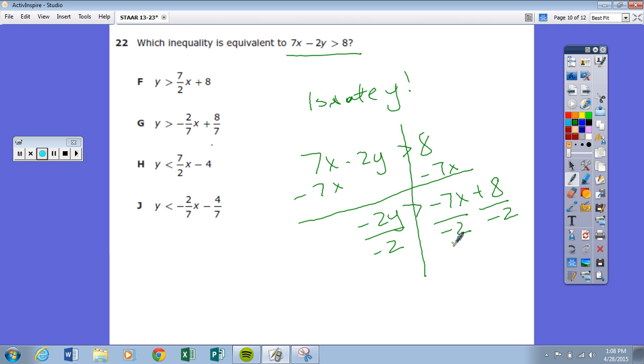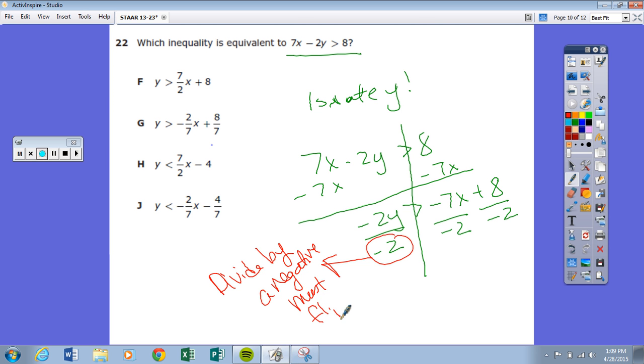Now, here's the trick to this one. There's a rule with inequalities. This is a big important rule. If ever you are dividing by a negative, okay, it has to be negative, not just any number, but if you divide by a negative, you must flip the sign in the middle. Okay, so in other words, this is going to be still a y over here, but now instead of a greater than sign, it has to be a less than sign.